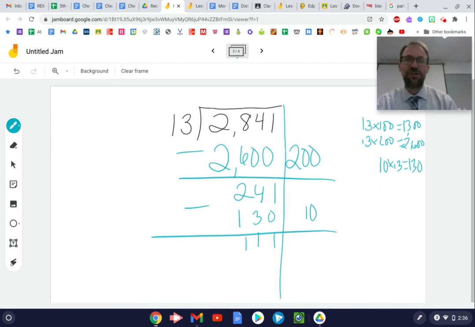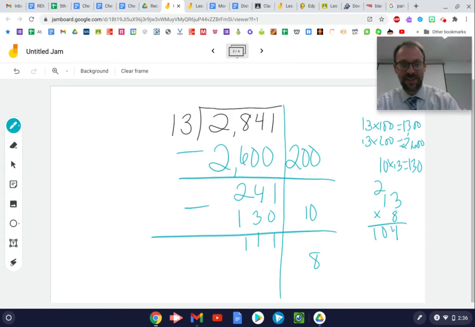We can't do 10 again, can we? That's too much. We only have 111 left over. So let's go a little bit less than 10. Let's do maybe 8. What's 13 times 8? Let's see. 4, 2, that's 104. Ooh, perfect. Let's do 8 groups of 13.